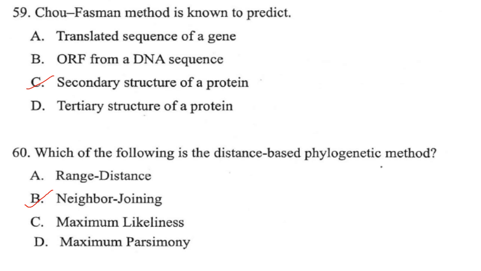Which of the following is a distance-based phylogenetic analysis? So there are three methods for constructing phylogenetic trees, that is distance-based methods by neighbor joining, parsimony-based methods, that is by maximum parsimony, and character-based methods, that is maximum likelihood or Bayesian inference. So here they have asked for distance-based phylogenetic method, so it is neighbor joining. Answer is option B.